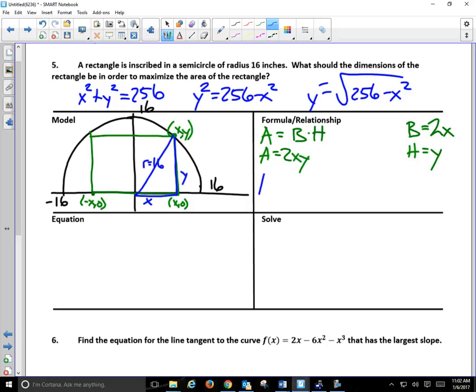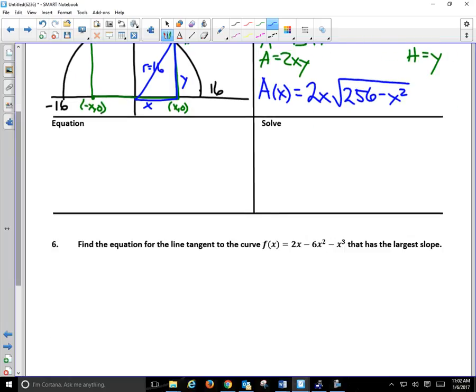So I do have a nice formula. Area in terms of x is equal to my 2x times my y value, which we just said was the square root of 256 minus x squared. What do we want to do with that? Do you know what that looks like? It's pretty tough to think about what that looks like.